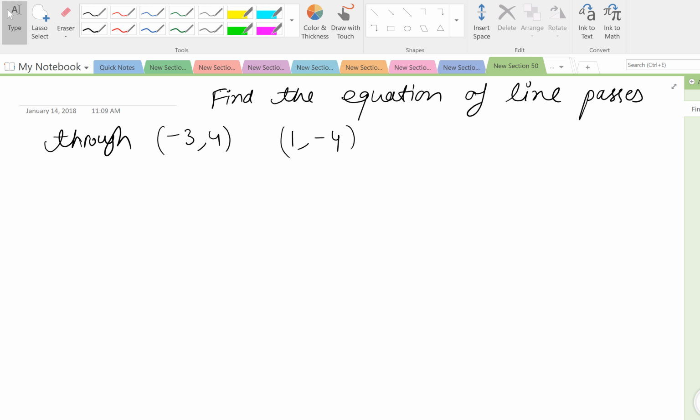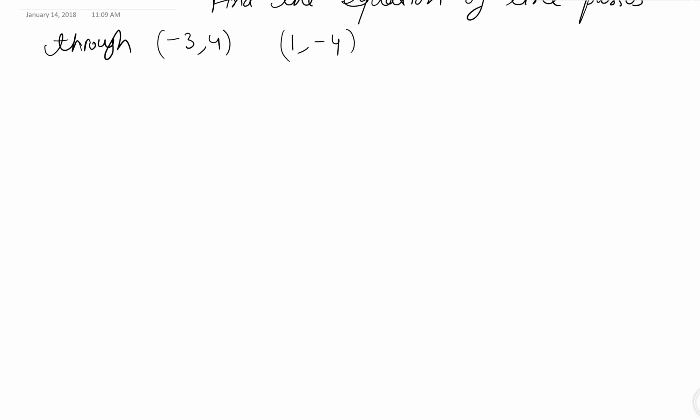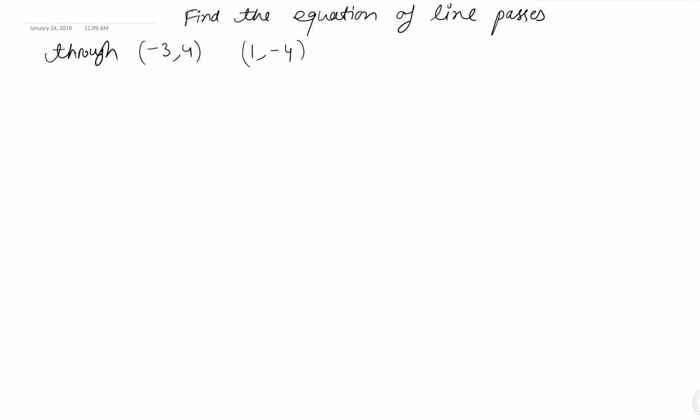So the question is, find the equation of the line that passes through these 2 points. And in order to find the equation, you need 2 things. Do you remember what those 2 things are? The formula.